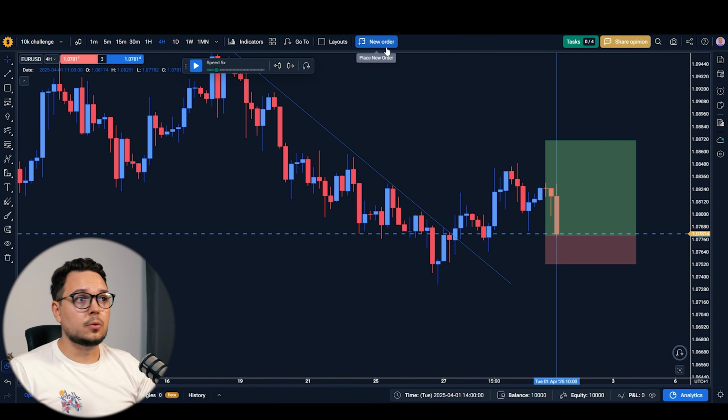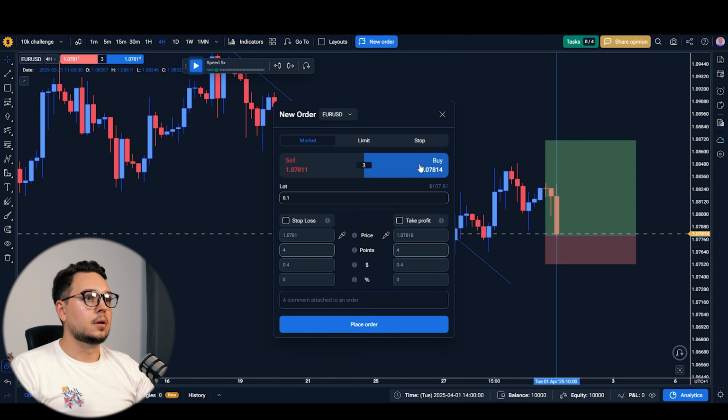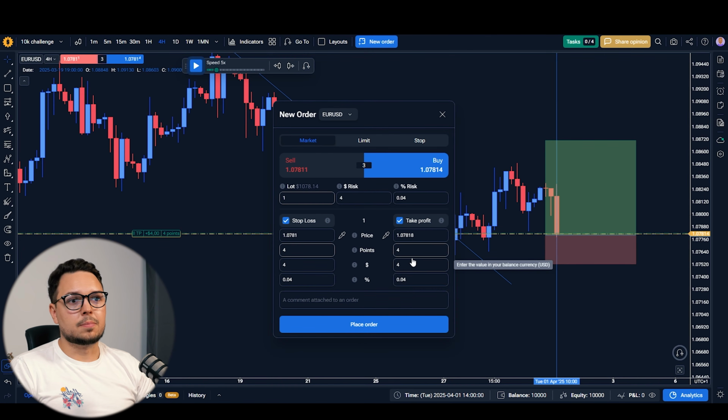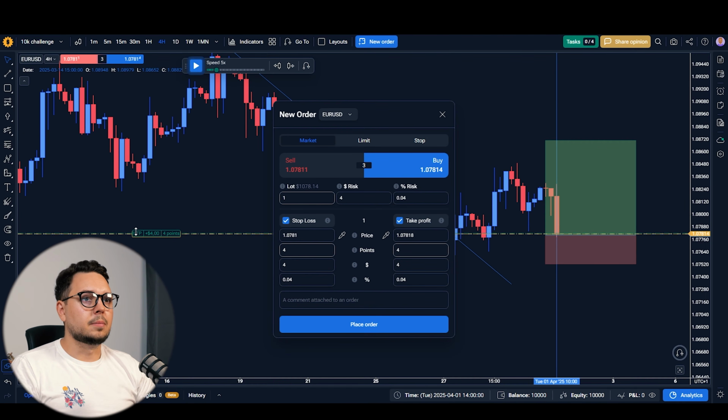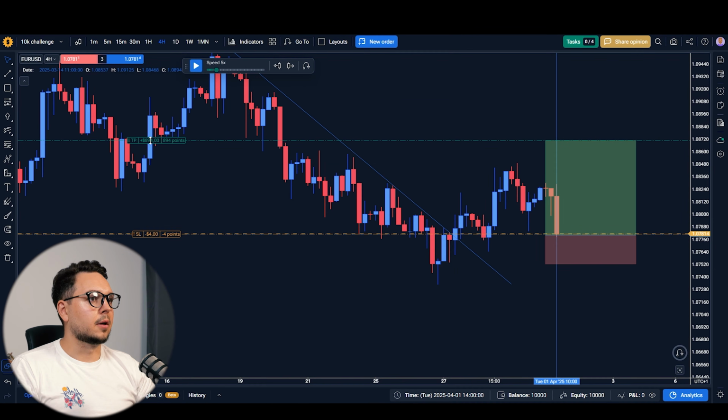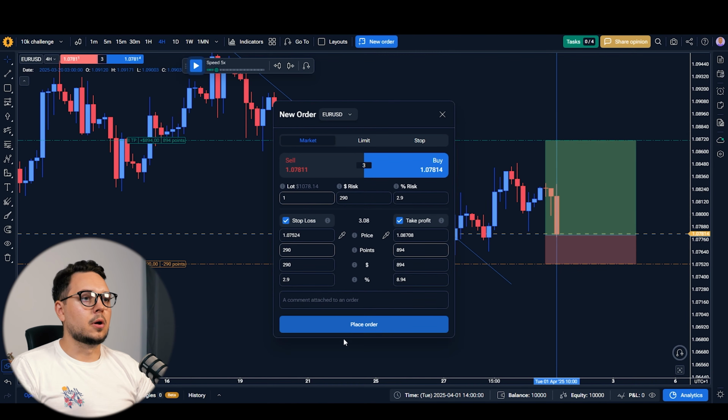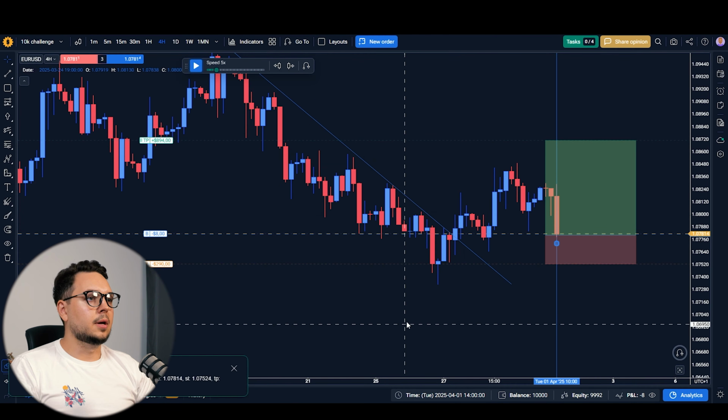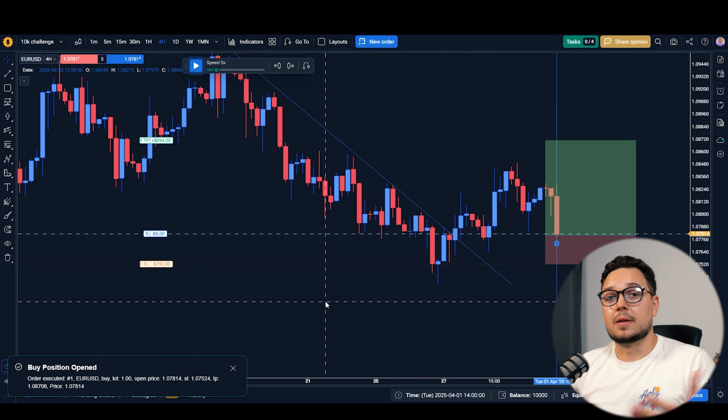And what you can do now is place a new order, buy position, lot size, choose whatever lot size you're comfortable with. And then for stop loss and take profit, I never use this feature over here with the numbers. I typically just drag my target profit. There we go. Drag my stop loss. There we go. Place an order. And there we go. We actually placed our trading position.